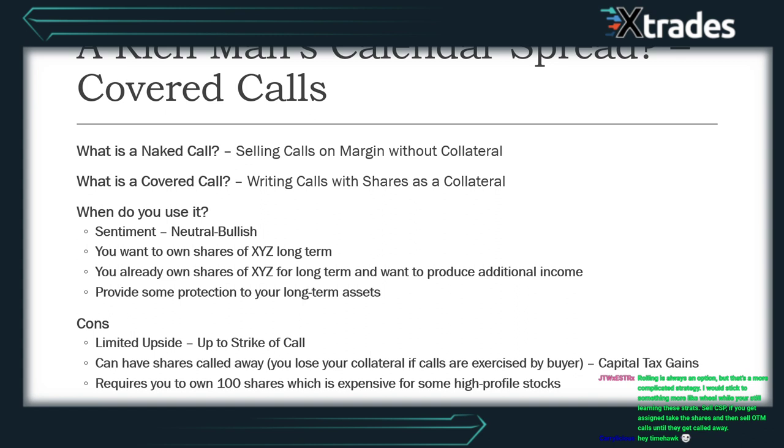So a rich man's calendar spread, right? Because the calendar spread is a poor man's covered call, I was like, maybe a covered call is a rich man's calendar spread. But what is a naked call? So selling calls on margin without collateral. That would be not recommended. Highly not recommended. Why? Because you have unlimited risk.